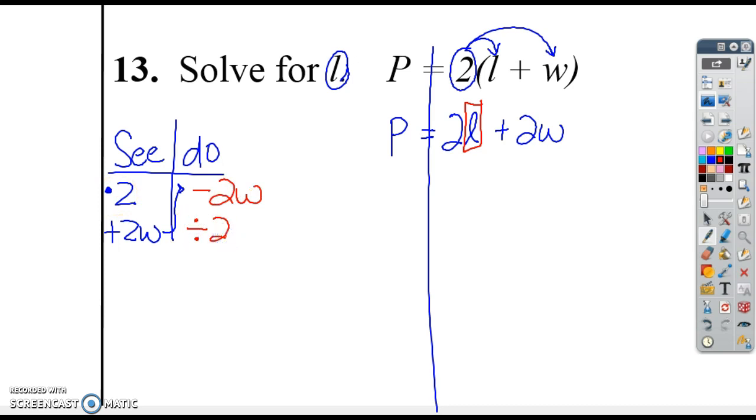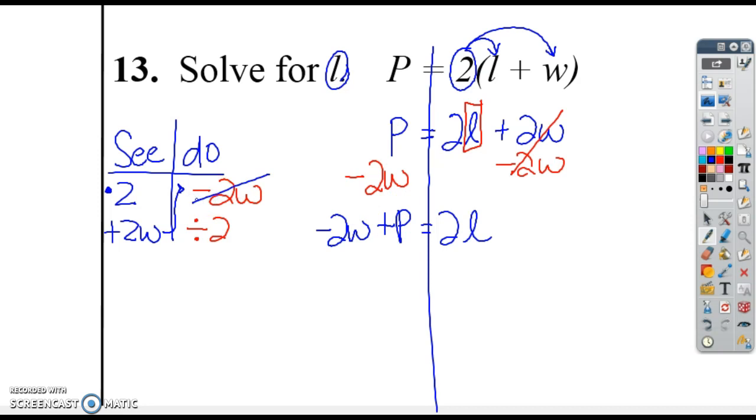Okay, so let's actually do that. On this side, the first thing I do is subtract 2W from both sides. On this side, it cancels. Bring down my 2L is equal to P minus 2W. Can those be combined? No, so I just bring down each one, bring down my negative 2W, bring down my positive P. All right, the last thing I need to do is divide out by 2. So I divide out by 2 on both sides.